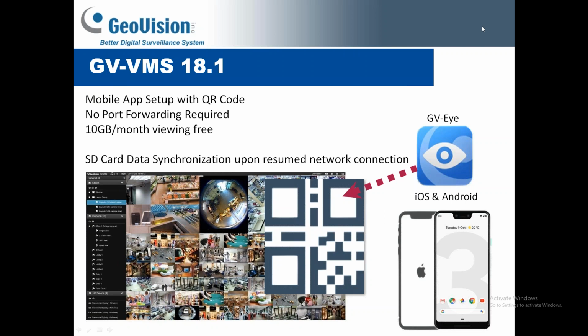Another nice feature that's added in is SD card data synchronization when your network connection resumes. So let's say that you have some cameras that have a built-in SD card, and they start recording if the network connection back to the NVR fails. Once that network connection is restored, the data that's on that SD card will then sync back into the VMS software, so all of your video is imported back into your timeline.